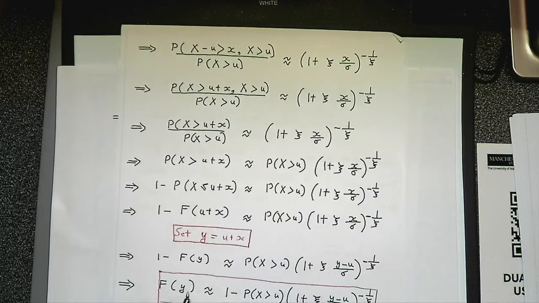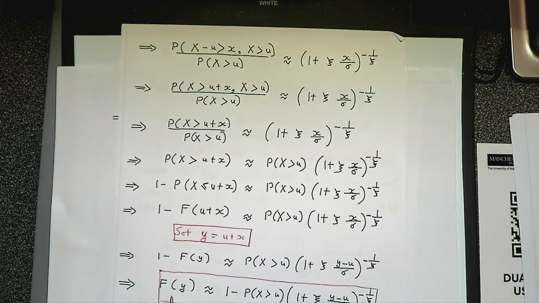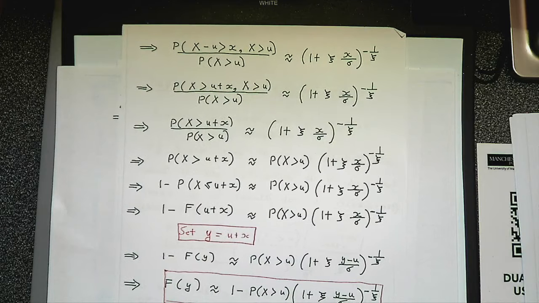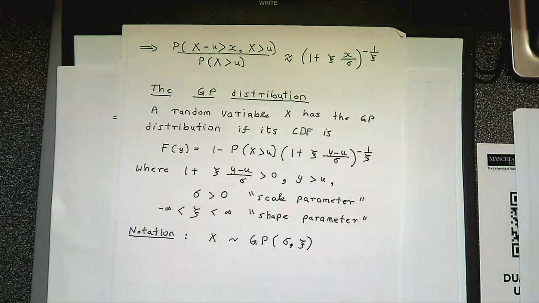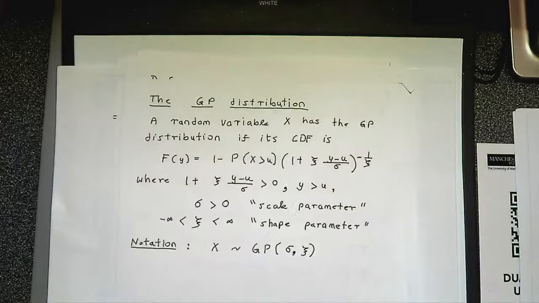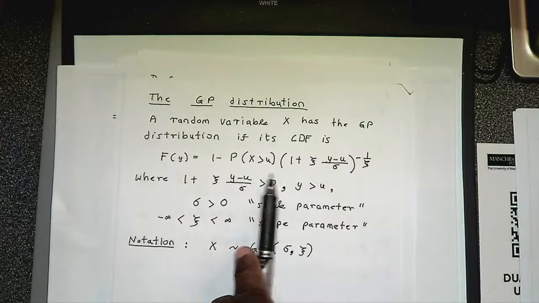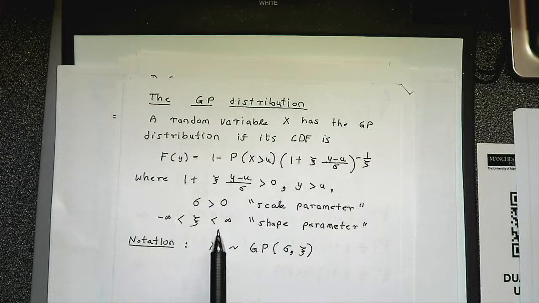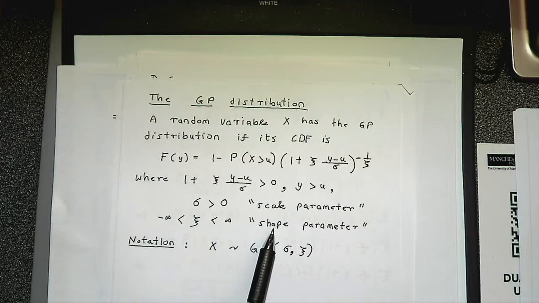that the CDF of Y is given by this, and this is referred to as the generalized Pareto distribution. So that's what I've said in the next slide. The generalized Pareto distribution is a distribution that has this as the CDF, right? There are 2 parameters, sigma and the shape parameter.